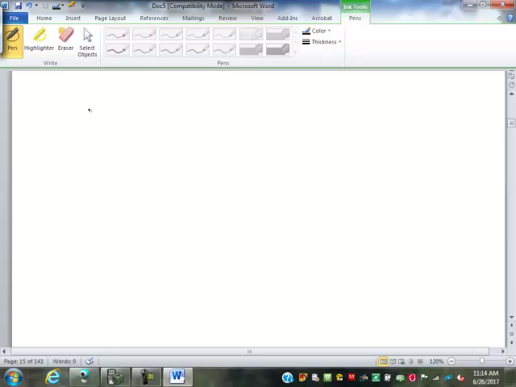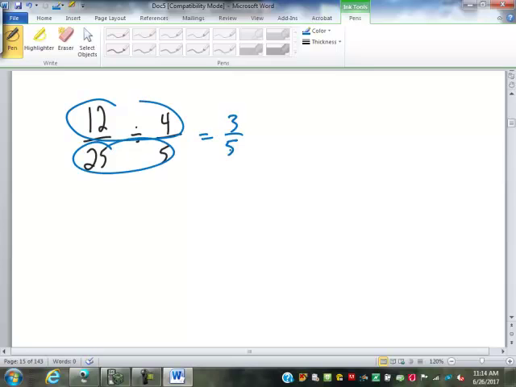Now, we said before that division follows the same rules as multiplication. I just showed you that I can divide straight across, or that I can multiply straight across. So does that mean I can divide straight across? Can I do 12 divided by 4 is 3? And 25 divided by 5 is 5? Get 3/5? Does that work? Is that the right answer?